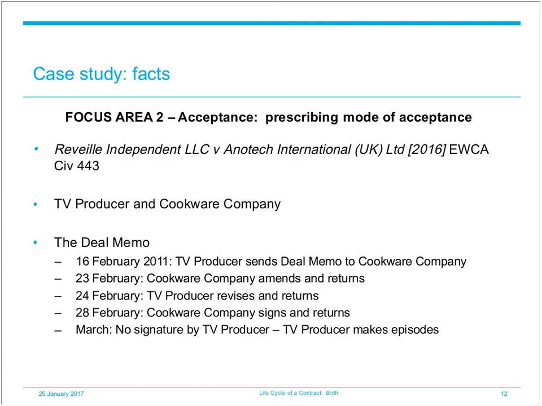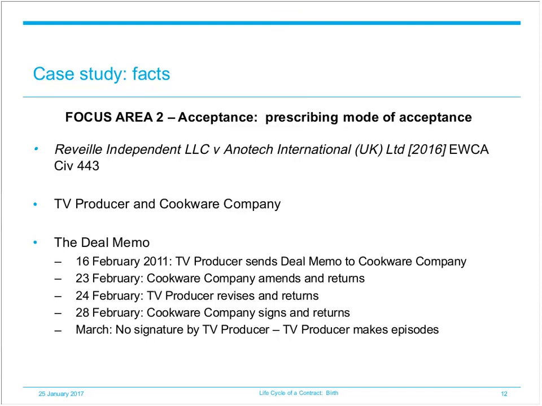On the 23rd of February, the Cookware Company amended the deal memo and returned it to the TV producer. Clearly, this was a counteroffer. After some internal discussions, the TV producer sent a revised deal memo to the Cookware Company on the 24th of February. Again, on any analysis, this constituted a further counteroffer. Finally, on the 28th of February, the Cookware Company signed the revised deal memo and returned it to the TV producer. At this point, we have the Cookware Company accepting, finally and without qualification, an offer from the TV producer.